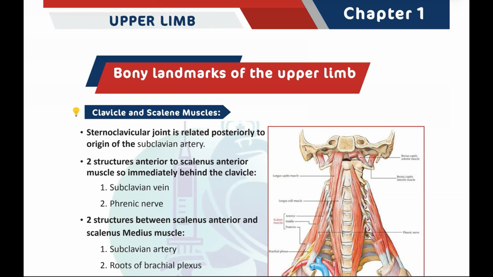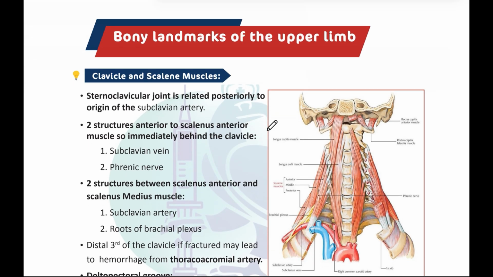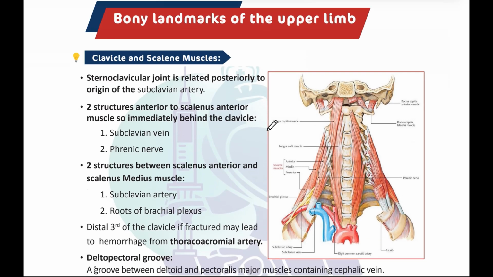So now we're going to have our talk about the upper limb anatomy with respect to the MRCS Part A. First of all, we will talk about certain bony landmarks and we will learn which relevant structures are very closely related to those important bony landmarks with respect to the upper limb.